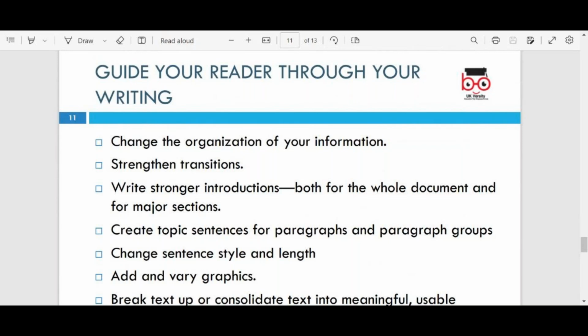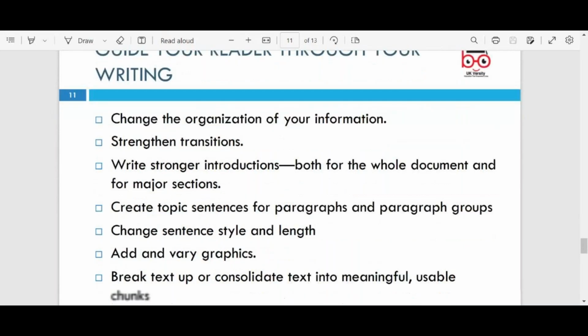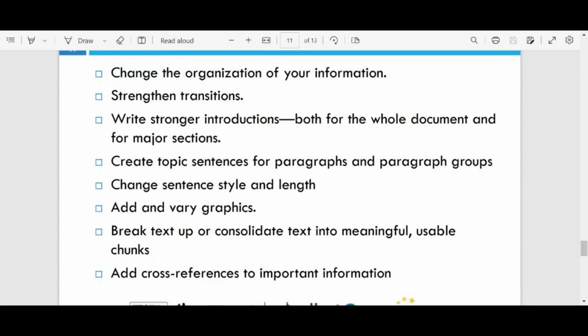You are there to provide a strong introduction, and also you want people to stay, don't you? If you're doing an oral presentation, you want people to listen to you, don't you? Yes. You create topic sentences for paragraphs and paragraph groups. You change sentence style and the length. So if a sentence is too long, are people going to be interested?